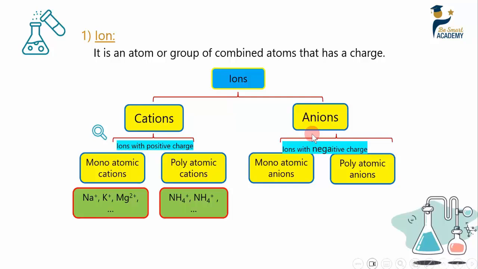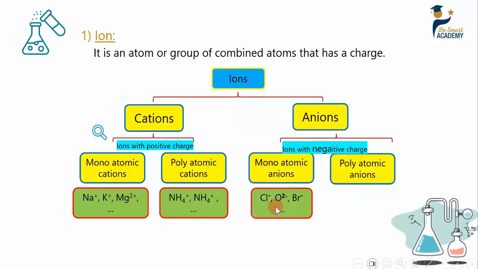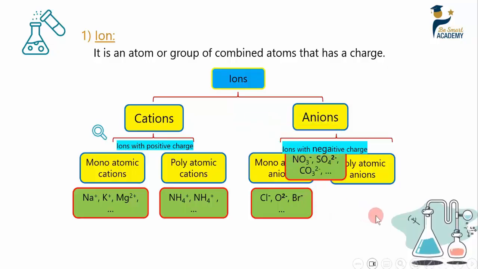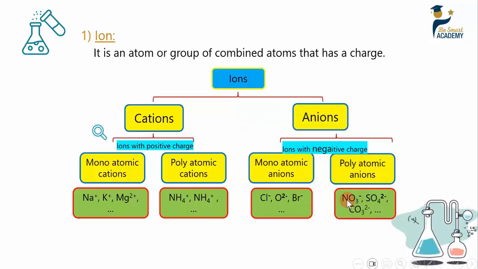لما نقول anions ممكن كمان يكونوا monoatomic and polyatomic. المونواتوميك such as Cl-, O2-, Br-. بينما البولياتوميك NO3-, SO4-, CO3-, and others.